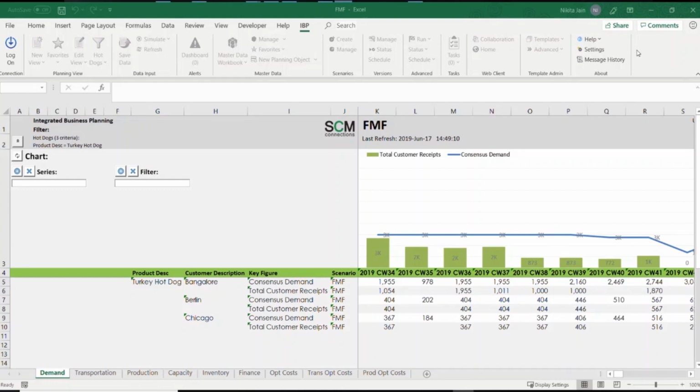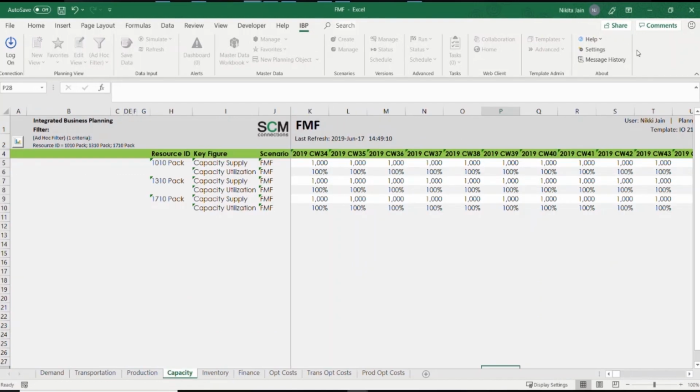This view highlights consensus demand, an input to the solve, and customer receipts, the output of the optimizer. You can see that after running the optimizer, there looks to be some shortfall. This is driven by the various constraints or limitations we have set. Let's take a look. Here we're looking at our production resource capacity.